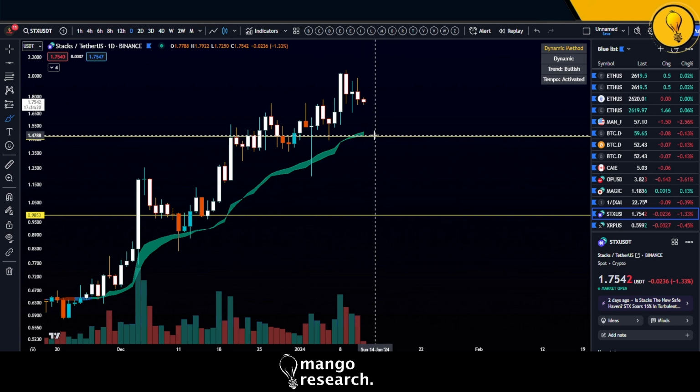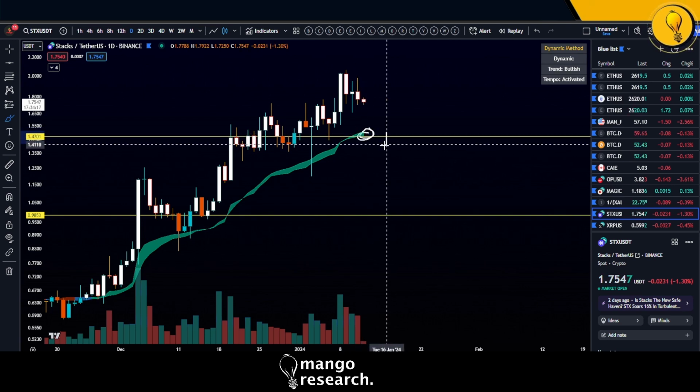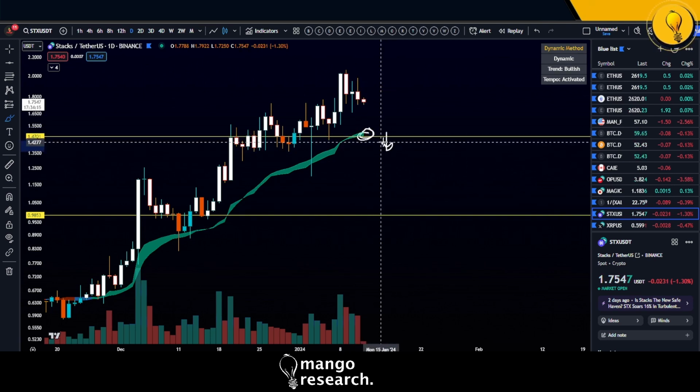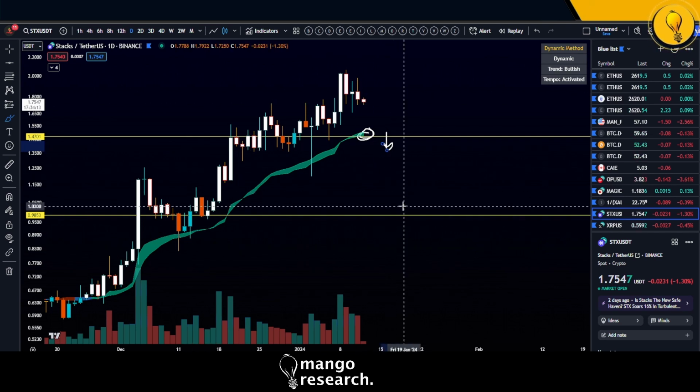Now, if price does come down here, this will be a good bid opportunity, because if price breaks, yes, there is also a possibility that, hey, you know what, this trend is done and STX actually breaks to the downside.